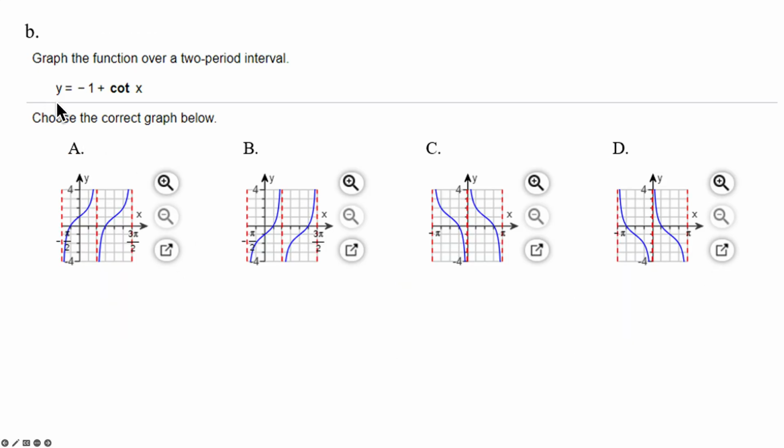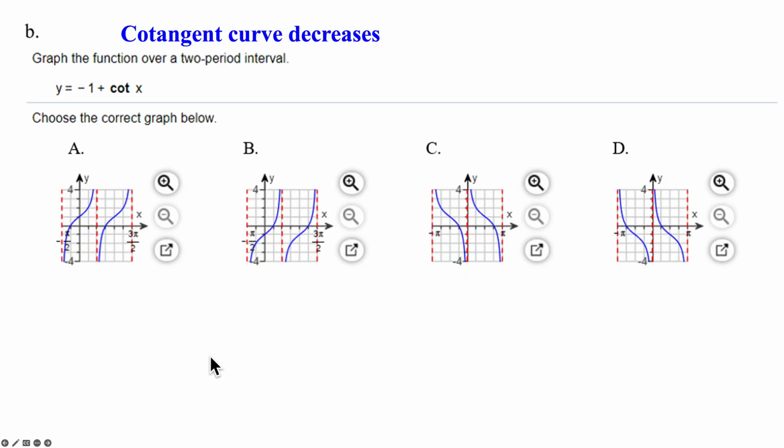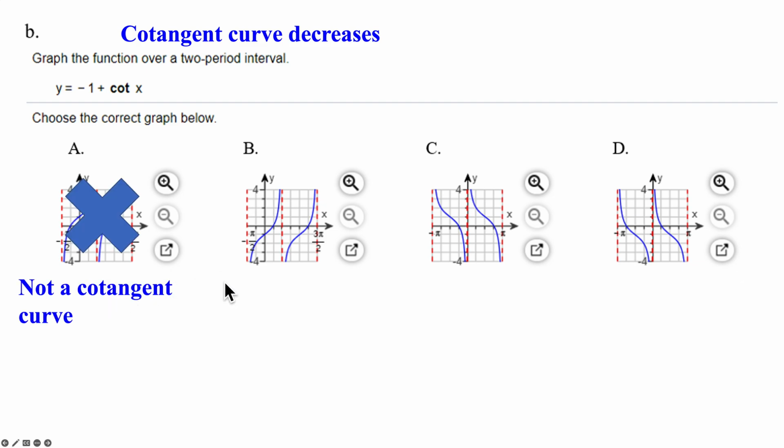All right, B, graph negative 1 plus cotangent of x. Okay, cotangent of x is decreasing between their asymptotes. So since it decreases, I'm saying, well, check out this curve, increasing, increasing, increasing, increasing. I'm going to say we're going to throw these two out. They're not even cotangent curves. Okay, decreasing, decreasing, good. Decreasing, decreasing, C or D.